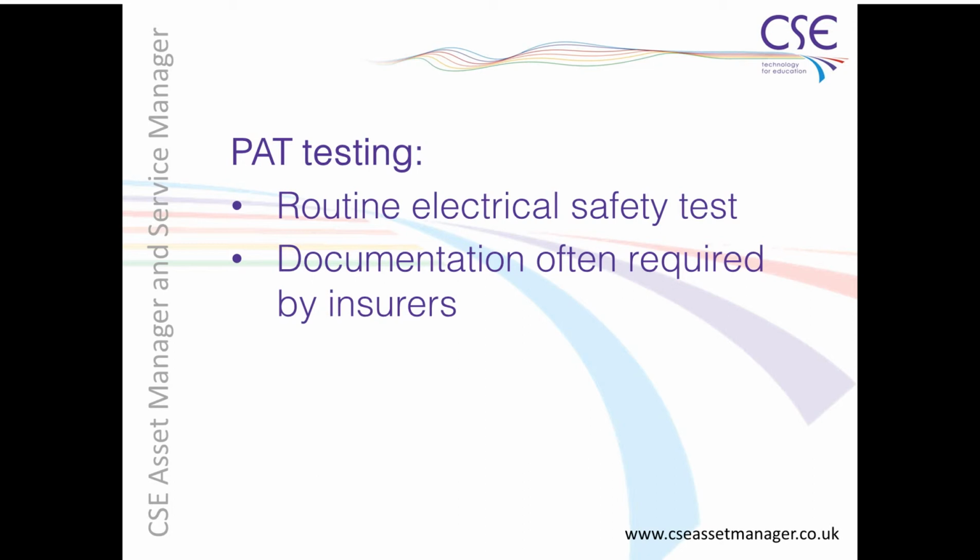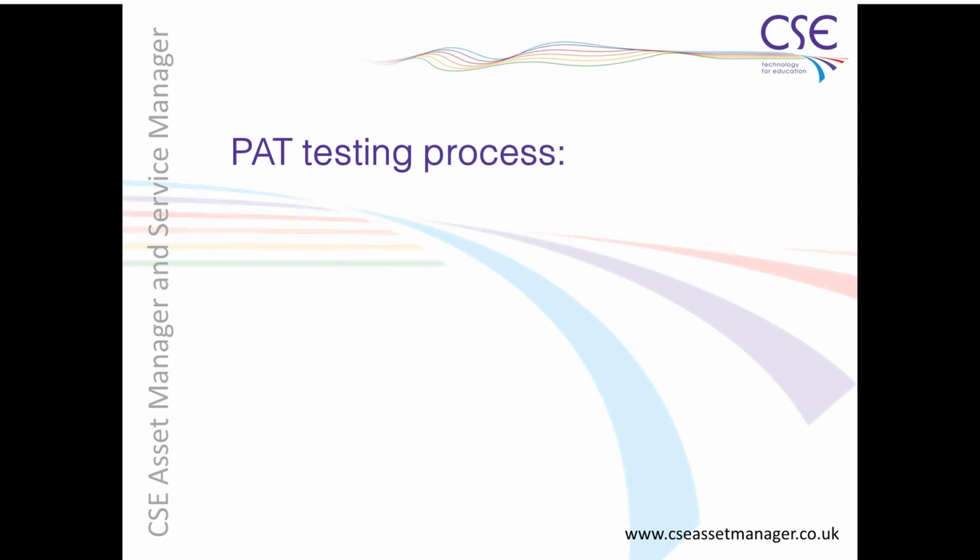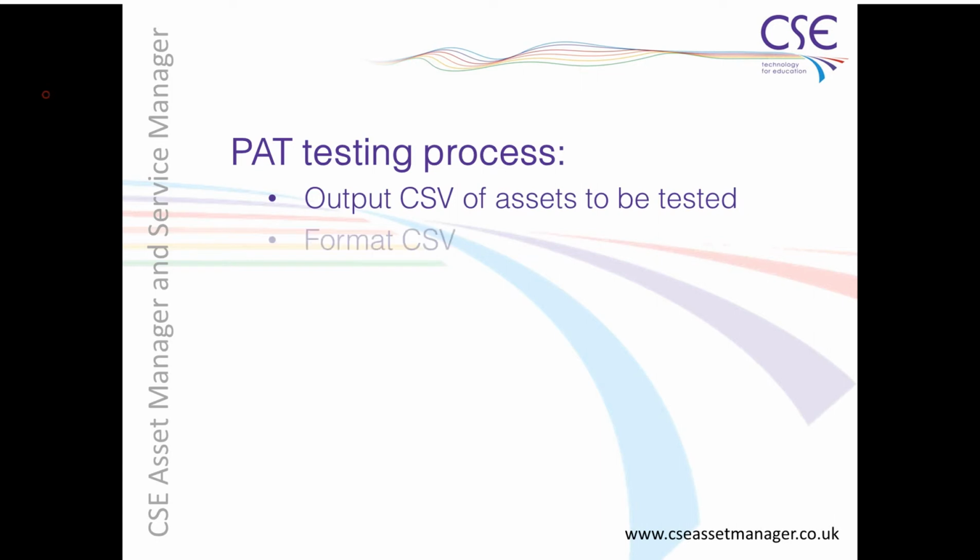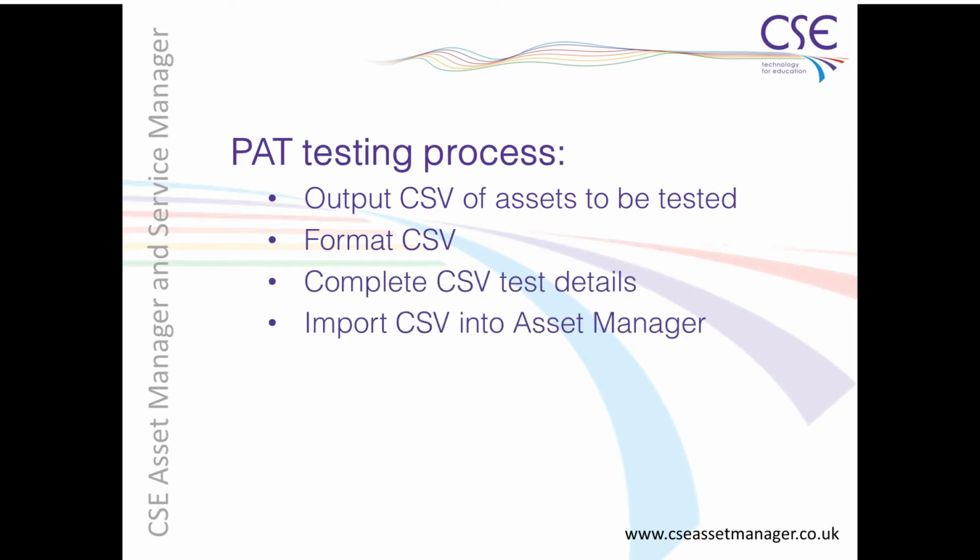The process is as follows. After creating a bespoke report on the assets we want to test, we output the results as a CSV file. We then format the CSV file correctly and carry out the test and complete the details in the CSV. We then re-import the CSV into Asset Manager and view the results.